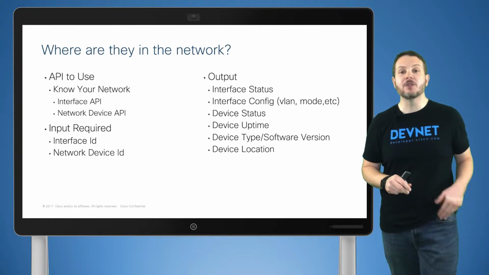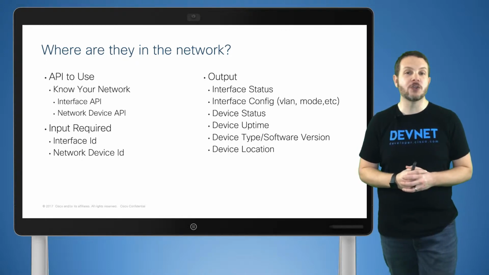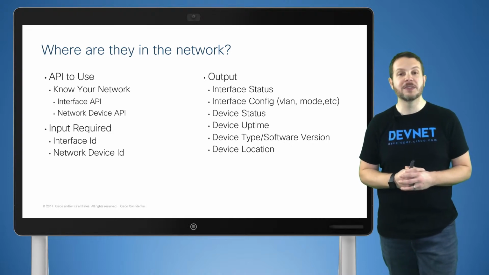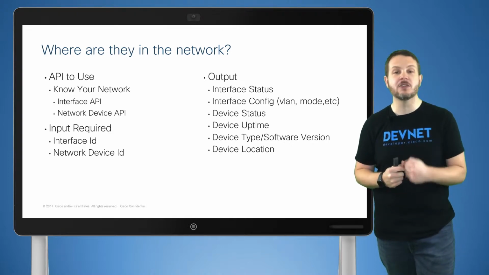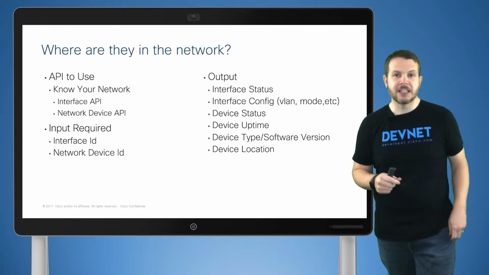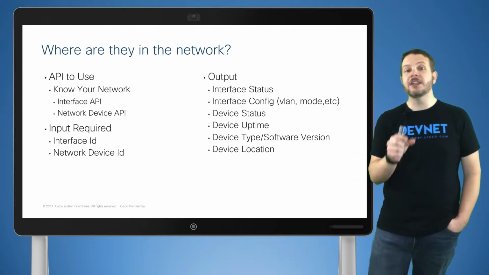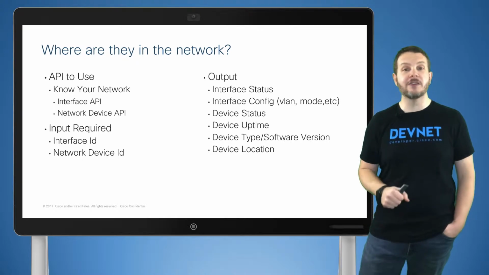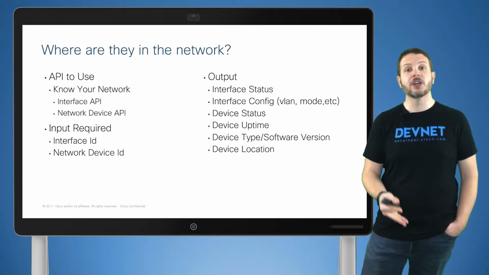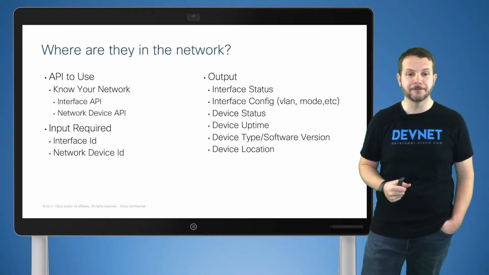Step 2, where are they in the network? Now for this, we're going to be using a couple of APIs out of the Know Your Network category inside of the API catalog, specifically the network device and the interface APIs. Now to use these APIs, we need either an interface ID or a network device ID. Luckily, those are going to come back from the host API.